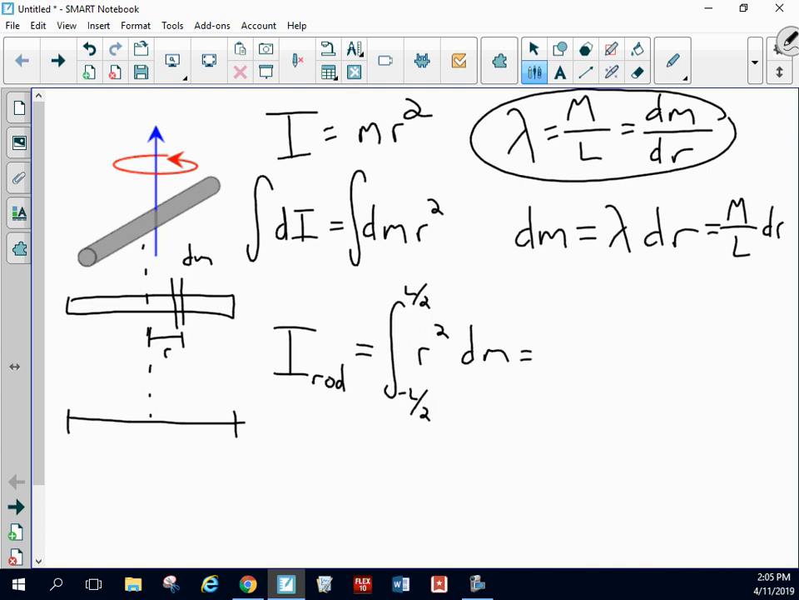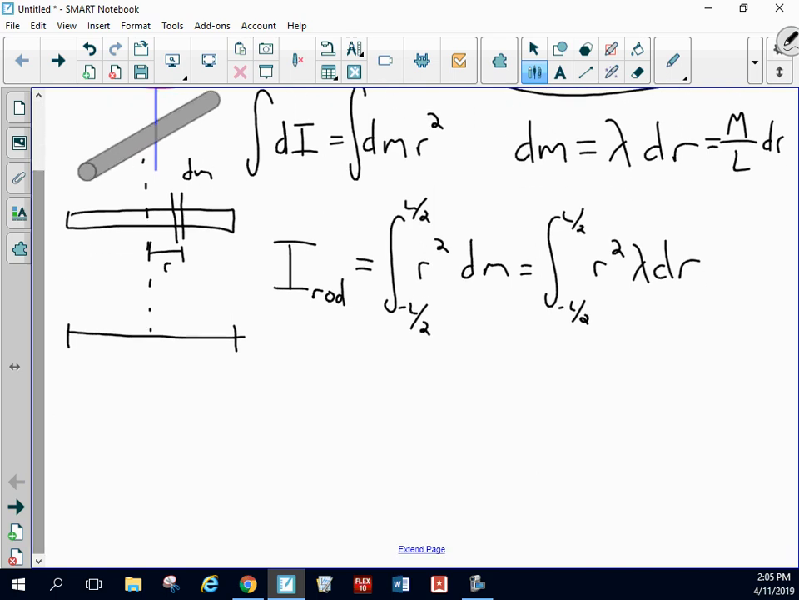Moving on with my integral here, it's from negative L over 2 to L over 2. Bringing in for dm, we're going to have r squared times lambda dr. The importance of that, if you remember, is now we've got agreement here. We've got something that we can integrate. So let's do just that.